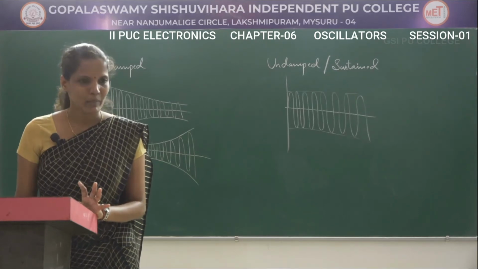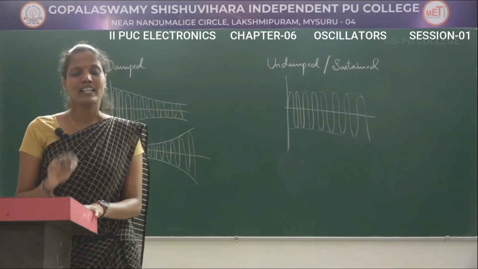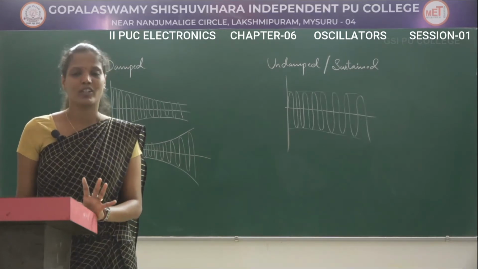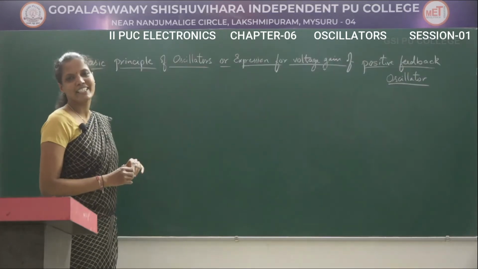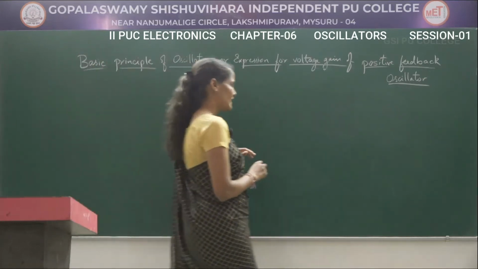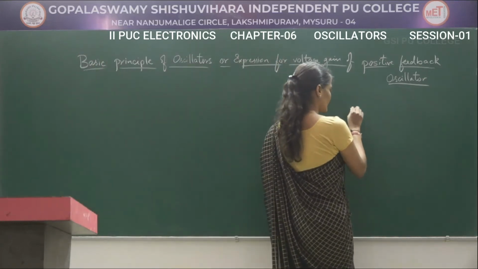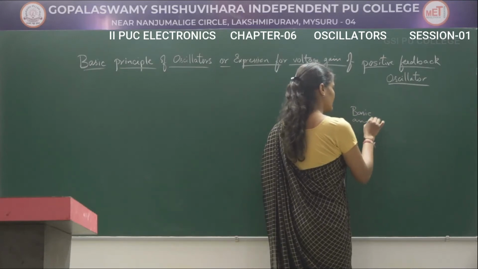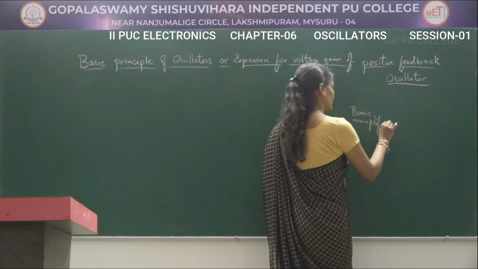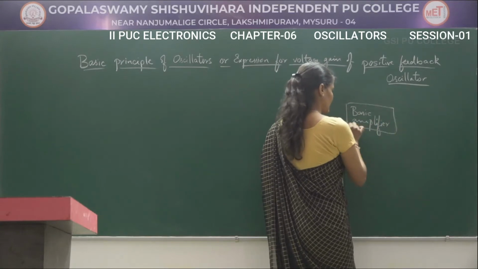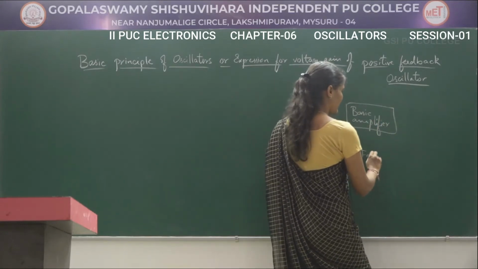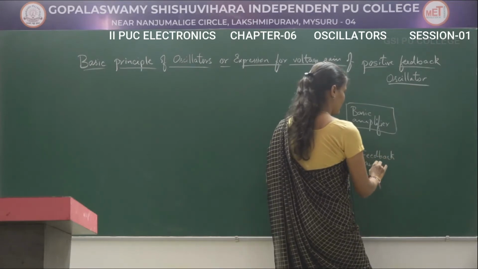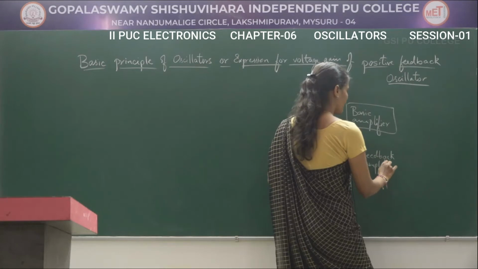Now let us see the basic principle of an oscillator, or let us find an expression for the voltage gain of a positive feedback oscillator. In order to understand this basic principle of an oscillator, let us consider a circuit where I will be having a basic amplifier and a feedback amplifier whose gain is beta.